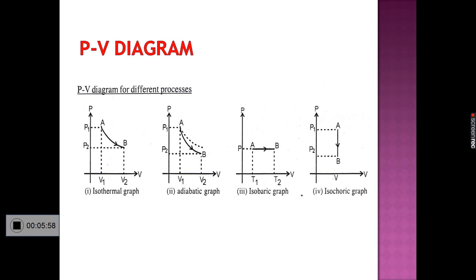And look at the second diagram. It is the PV diagram for an adiabatic process. The graph is similar to that of isothermal process, but there is a difference. What is that? The graph of adiabatic process or adiabatic PV diagram is steeper than the isothermal PV diagram.